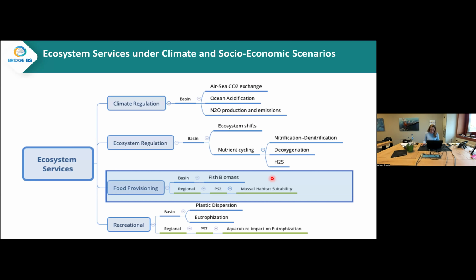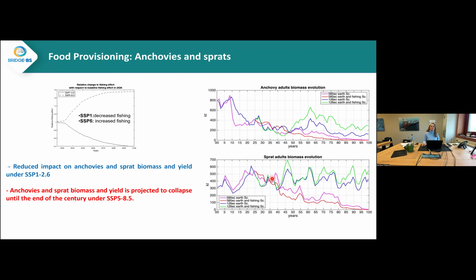Okay, now if we move to the fish, I just take here an example of the fish. Here you have on the left the fishing scenarios that have been produced by BRIDGE, by Work Package 6. And you see how the fishing pressure is predicted to change in the two scenarios. In SSP1, Work Package 6 delivers a decrease of the fishing pressure.